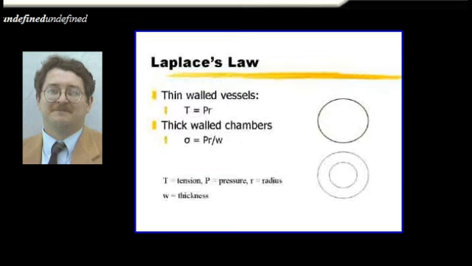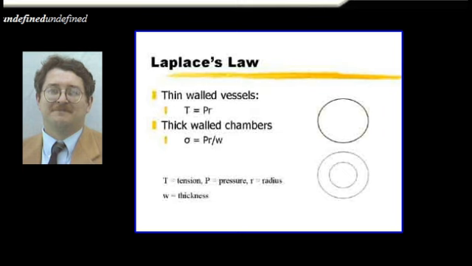In understanding ventricular energetics and cardiac function, it's important to understand the concept of Laplace's law, which is a mathematical relationship that relates tension to pressure and radius in round vessels. For thin-wall vessels, the relationship is simply that tension equals pressure times radius. The implication is that as the radius increases or the volume increases, the tension on the chamber increases even with a fixed pressure.